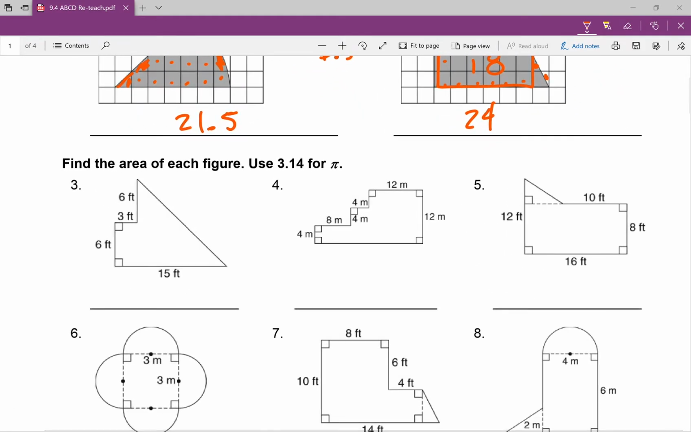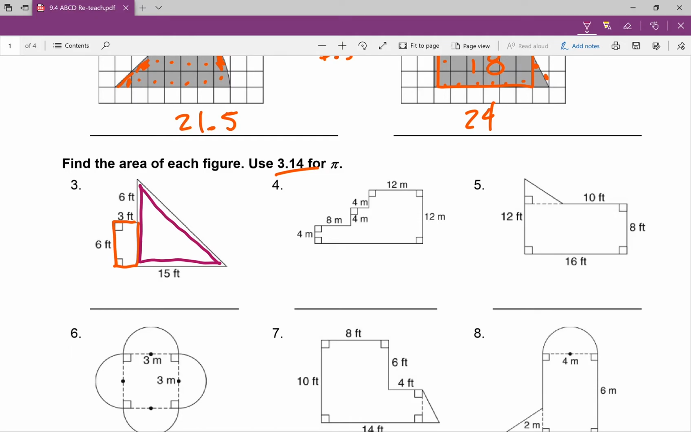Now we're going to find the area for each composite figure. And anytime we're using a circle, we're going to use that. So in this one, I'm going to separate this figure into a rectangle and a triangle. So we're gonna need two different areas. For one of them, the rectangle.